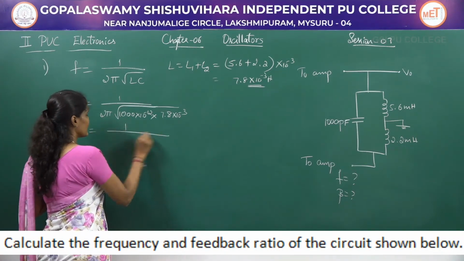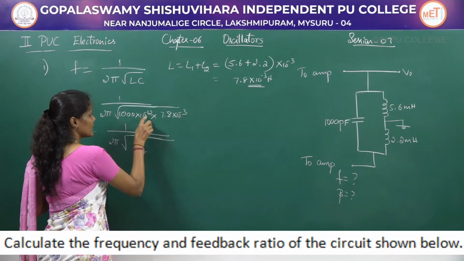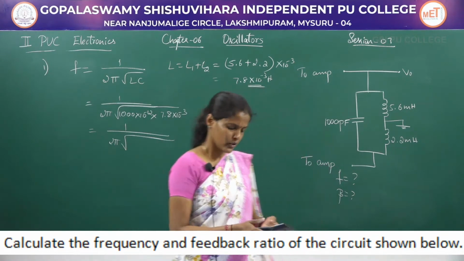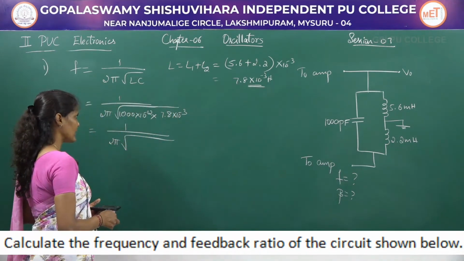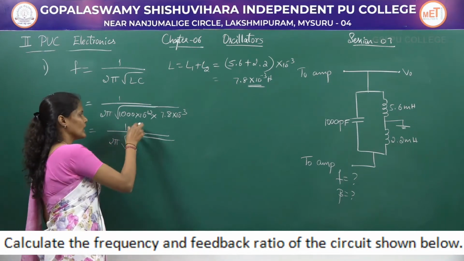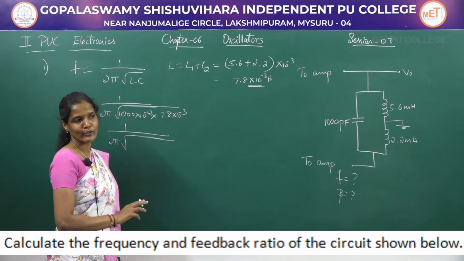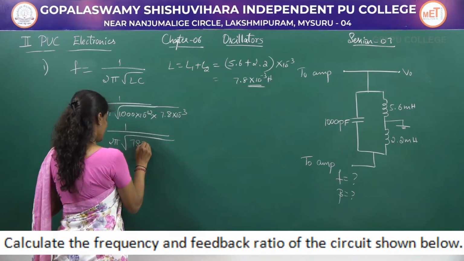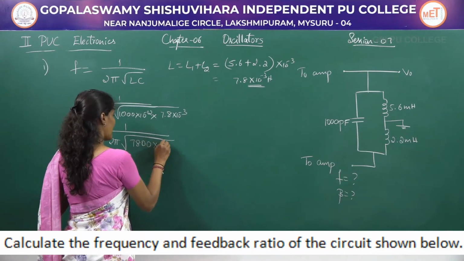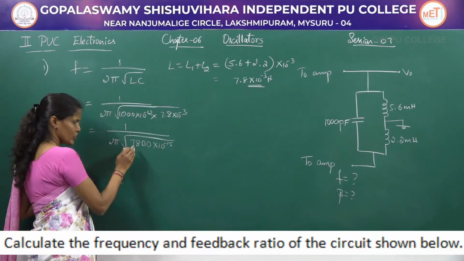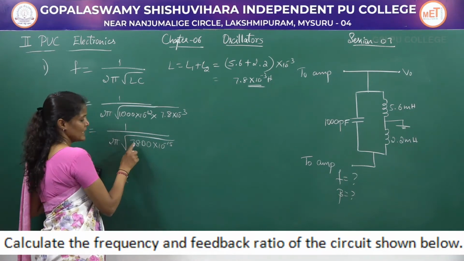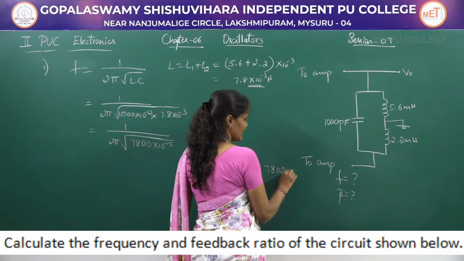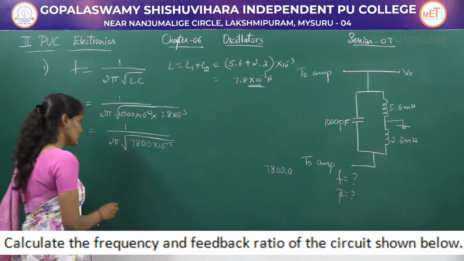Now 1 divided by 2 pi root of 10 to the power of minus 12 into 10 to the power of minus 3 is 10 to the power of minus 15. So we will not get an exact square root of that. What we have to do is convert the powers to either 10 to the power of minus 14 or 10 to the power of minus 16. So 1000 into 7.8 gives me 7800 into 10 to the power of minus 15. So let me shift the point towards the right by one place. 7800 is nothing but 7800.0.